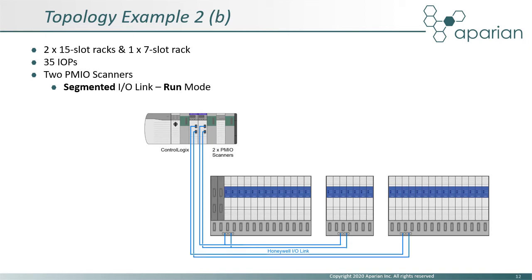Before the PMIO scanner is placed in run mode, the I/O link should be segmented so that each PMIO scanner is on its own I/O link segment.